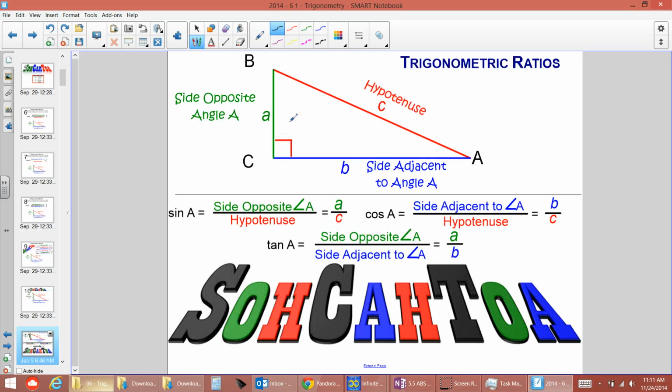So if you look at it all as one big picture, you can see where all of these are dealing with angle A. So it's the side opposite of angle A over the hypotenuse, side adjacent to angle A over hypotenuse, and side opposite of angle A over the adjacent to A. And this is sine, cosine, and tangent.